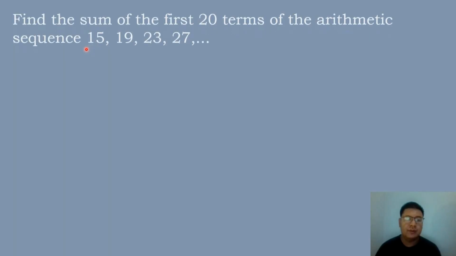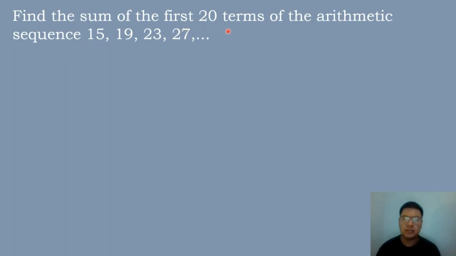So let's now have an example. Find the sum of the first 20 terms of the arithmetic sequence 15, 19, 23, and 27. So let's have solution number 1.